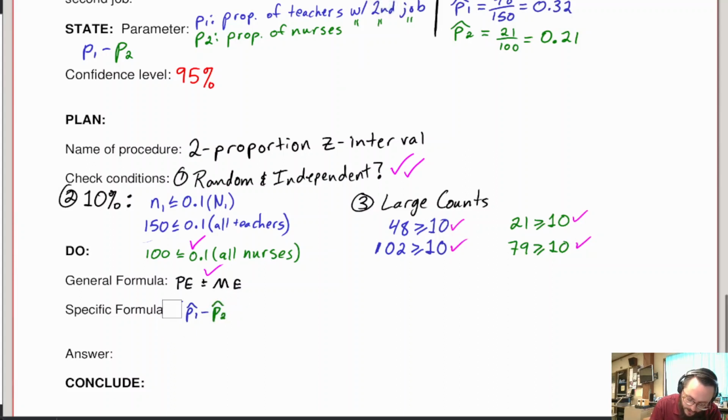I'm just going to change some colors. Plus or minus. So that's our point estimate, p1 hat minus p2 hat. So 0.32 minus 0.21, plus or minus z star. Because we're doing a z interval, that's going to be z star times the square root of our two variances added together.